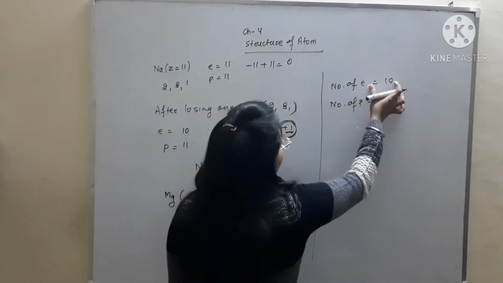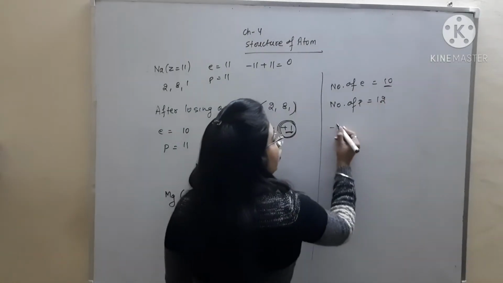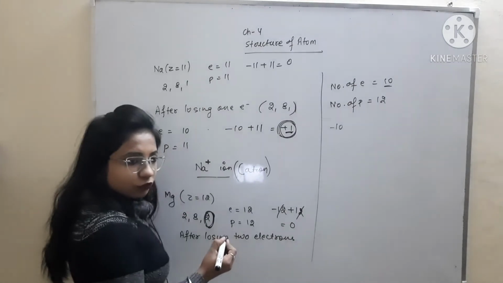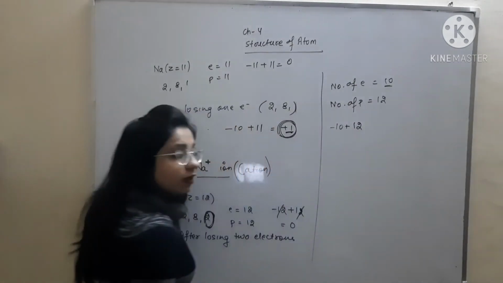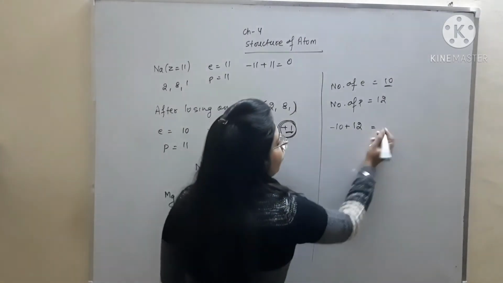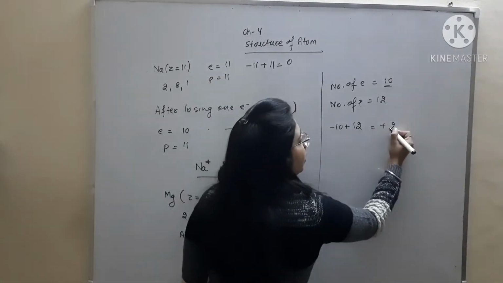Now again the charge, because of 10 electrons it will have minus 10 units of charge. Because of 12 protons it will have plus 12 units of charge. Overall charge will be प्लस 2.